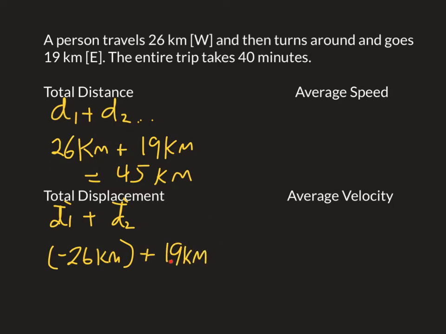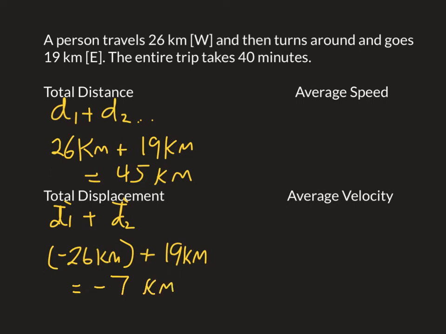because east is positive. So the fact that it is negative tells me it's heading west. The fact that this is positive tells me it's heading east. These directions could be changed to down and then up, or left and then right. It doesn't matter. It tells me what frame of reference to use here. So when I go negative 26 plus 19, what I get as an answer is negative 7 kilometers.